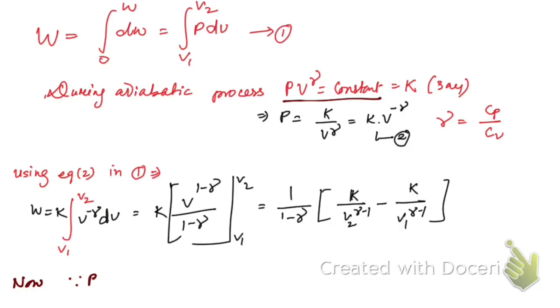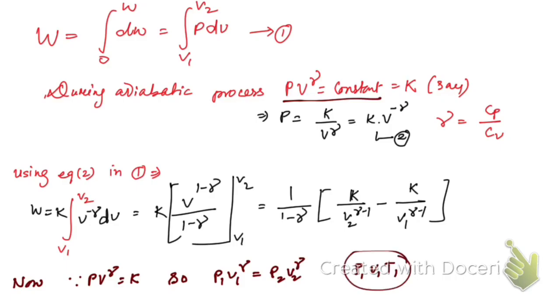Since PV to the power gamma is equal to constant k, we can write P1 V1 to the power gamma is equal to P2 V2 to the power gamma. We can write that way because we are taking two states, P1 V1 T1, and the system changes from this state to P2 V2 T2. That's why we can take P1 V1 to the power gamma equal to P2 V2 to the power gamma, using this relation, equation number 2.